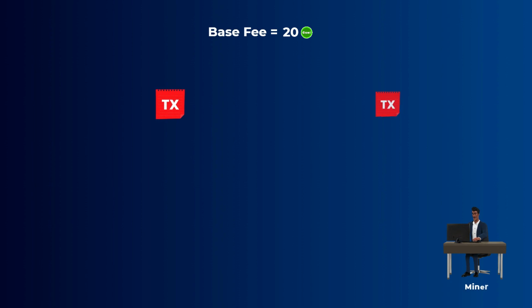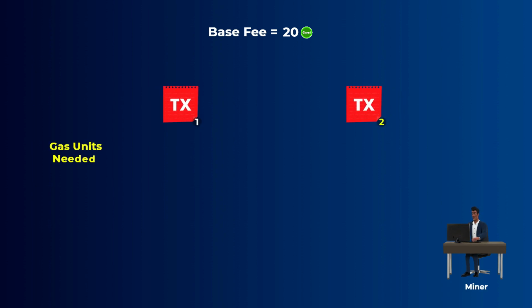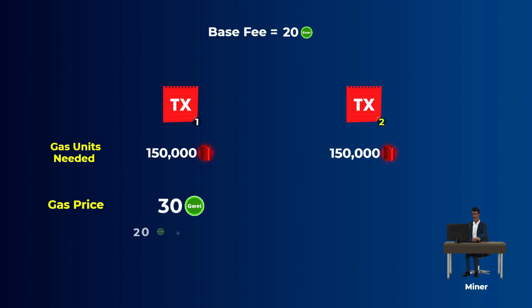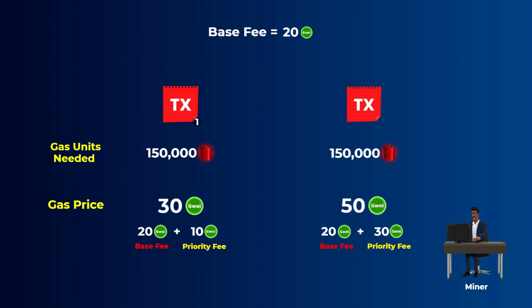For example, if the current base fee is 20 gwei, and there are 2 similar transactions that need the same amount of gas units, which is, for example, 150,000 gas units. But transaction 1 has a gas price of 30 gwei, and transaction 2 has a gas price of 50 gwei, then the miner will always pick up the second one first. That is because he will do the same amount of work, but he will get paid more from the second transaction. The first one will be processed later when there are no more high-paying transactions.